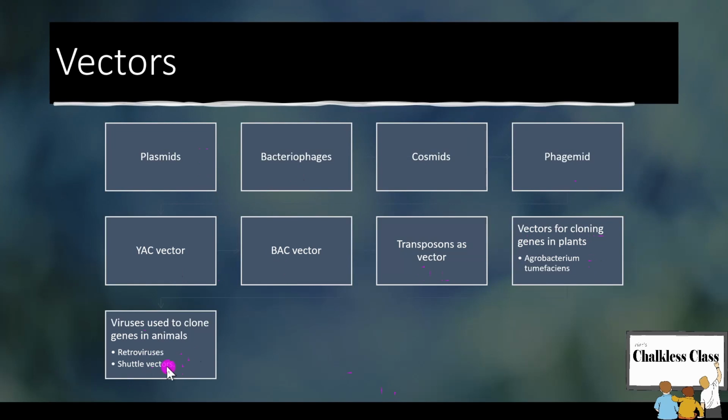In earlier videos, we discussed the plasmids, pBR322 and pUC19. Now, in this video, we are going to study bacteriophages, cosmids, phagemids, yeast artificial chromosome, bacterial artificial chromosome, transposons, and Agrobacterium tumefaciens like tumor-inducing vectors, and vectors for animal cells like retroviruses and shuttle vectors.